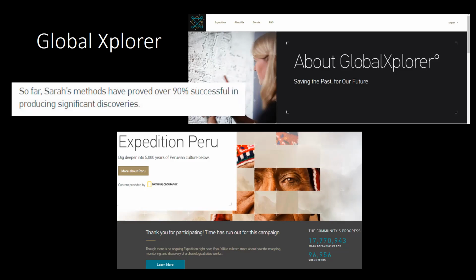Through this crowdsourced methodology, the Global Explorer project claims a 90% success rate of producing significant discoveries. And their Expedition Peru project boasts of over 90,000 participants who have scanned over 17 million tiles.